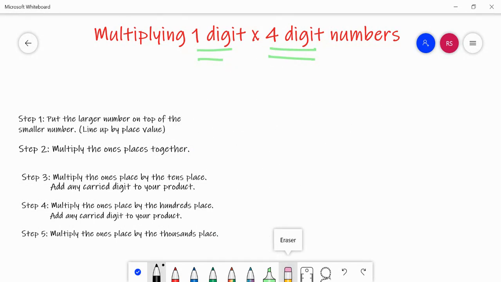So go ahead and write this problem down. I have 1,593 times 4. Go ahead and write that problem down. 1,593 times 4.